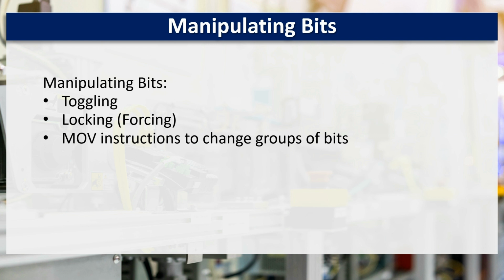In our last video, we looked at moving data and working at a macro level. Now we're going to look at working at the individual bit level. This particular video is going to focus on toggling. There'll be another video on locking or forcing. And then we're going to look at moving instructions to change groups of bits at a given time.